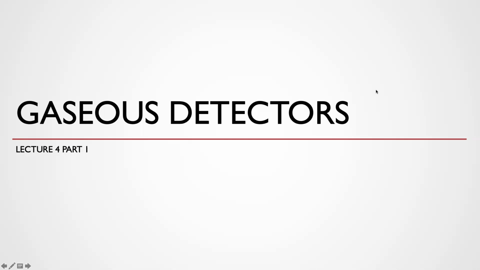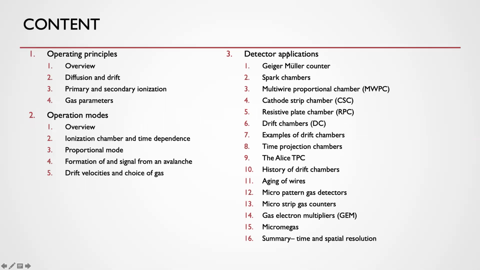Let's now move to the first part of our discussion on detector applications, which are gaseous detectors. What are these? We'll discuss operating principles. We need to look a little bit at how charged carriers diffuse and drift in a gas. We'll have to talk about primary and secondary ionization and the choice of gas parameters and gas mixtures that are conventionally used in gaseous detectors.